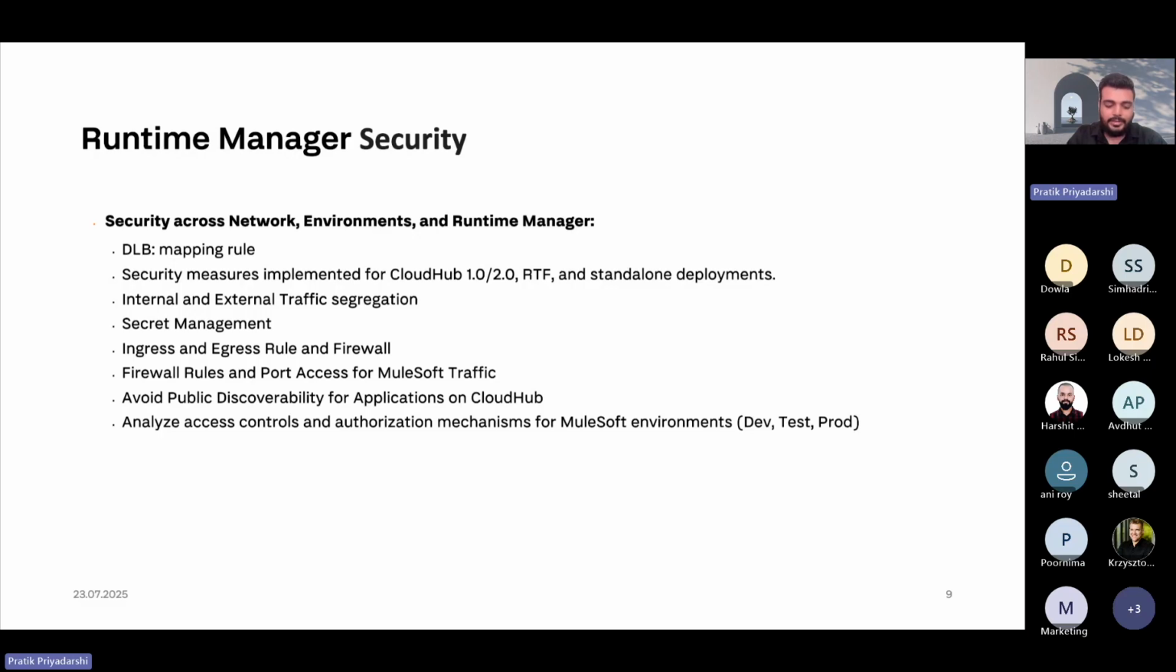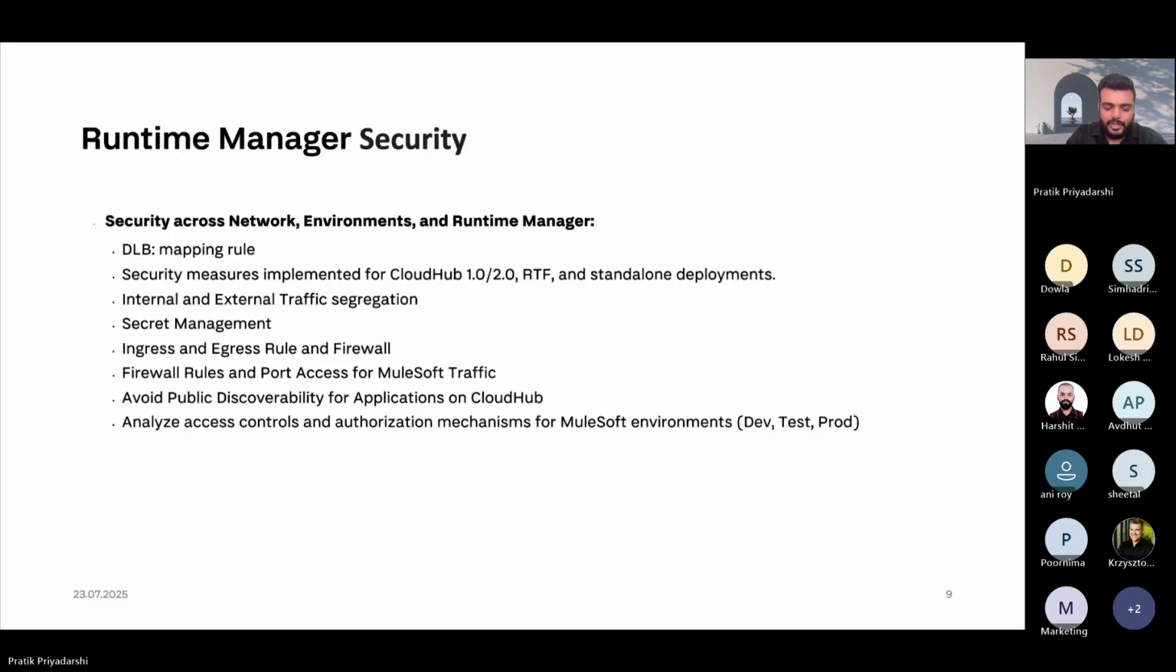We check your ingress and egress firewall rules. We validate your firewall configurations. We ensure only approved traffic should flow in and flow out, and this includes port access rules for MuleSoft-specific traffic. There should be no unnecessary exposure in your firewalls, right? And then we try to help you avoid the public discoverability of your APIs. This is one of the most overlooked risks, and unintentionally, sometimes our cloud APIs on the public internet are exposing the data.